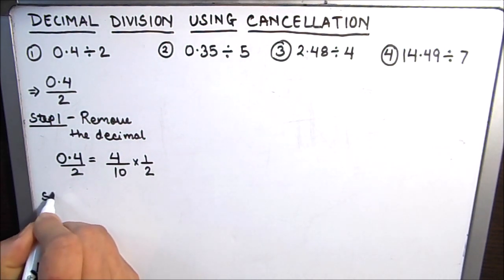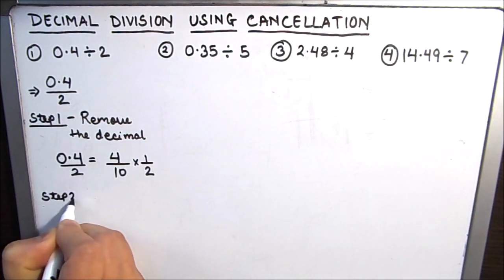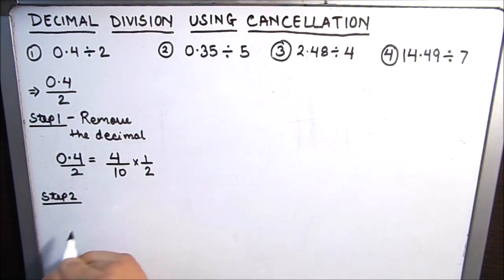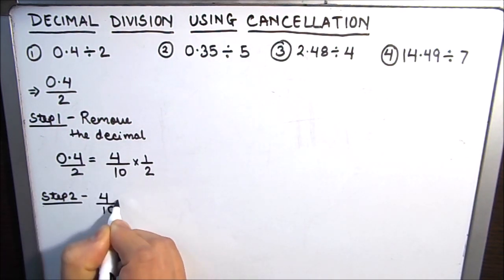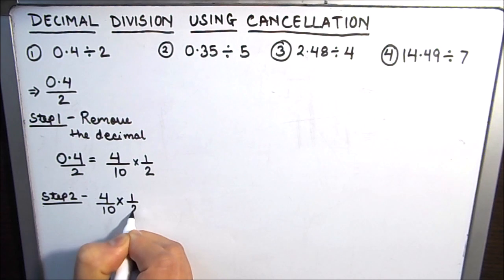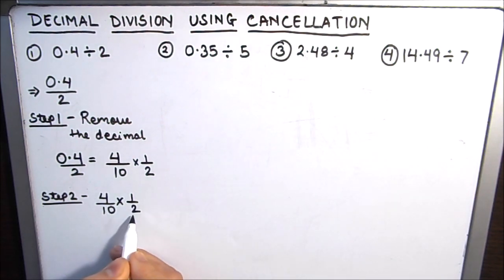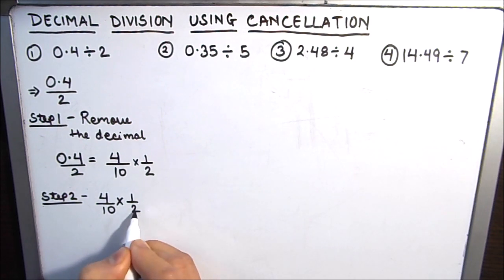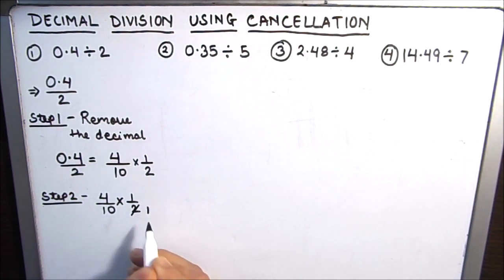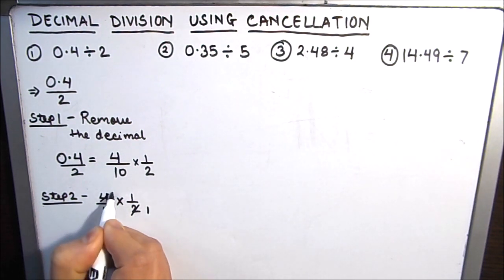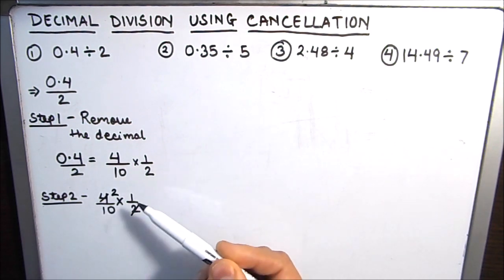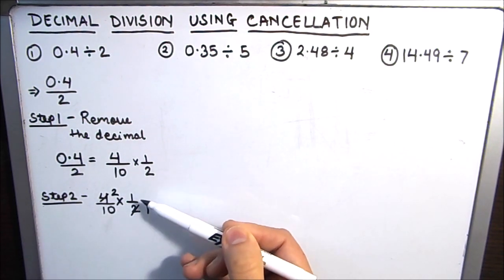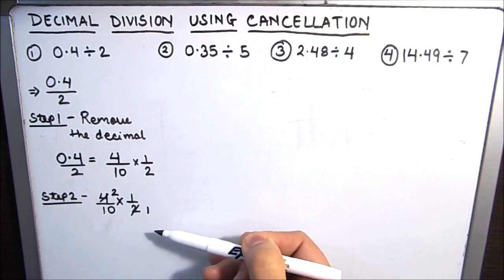Step 2 is we will try to cancel out the terms here. So 4 over 10 multiply by 1 over 2. So here we see that 2 and 4, these have common factor as 2. So this will go as 2 times 1 and this will go as 2 times 2. We can reduce or we can cancel out the terms in numerator and denominator.